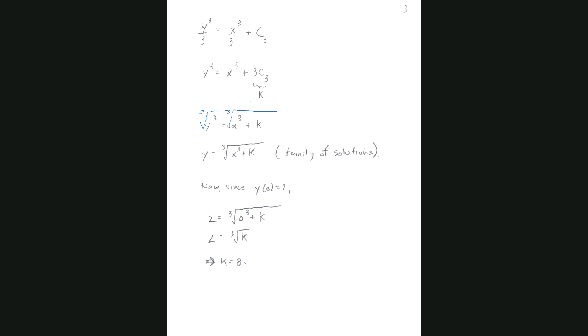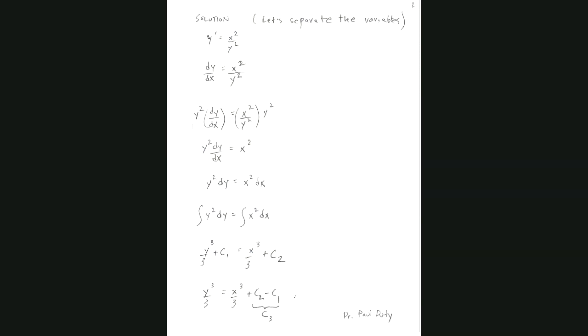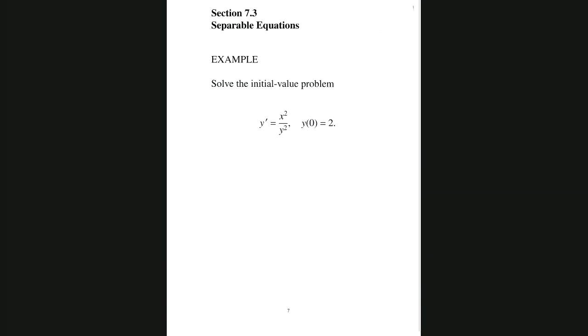But remember the question. The original question was to solve the initial value problem. Well, when x is 0, y equals 2. So when we add that condition to our solution, we're going to get a unique solution. We're going to be able to solve for k.